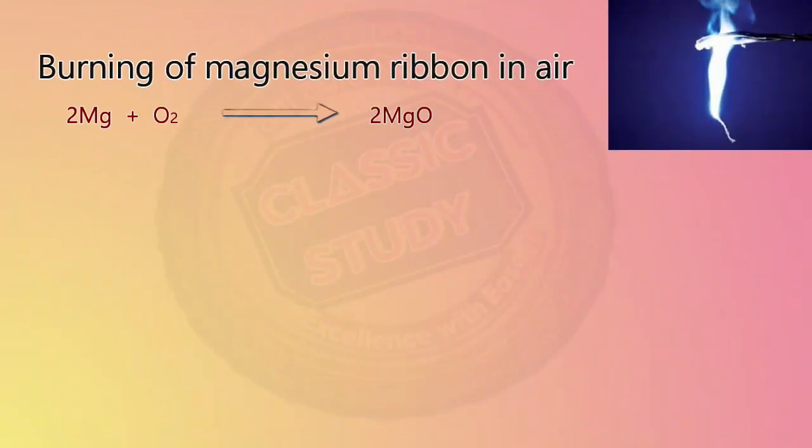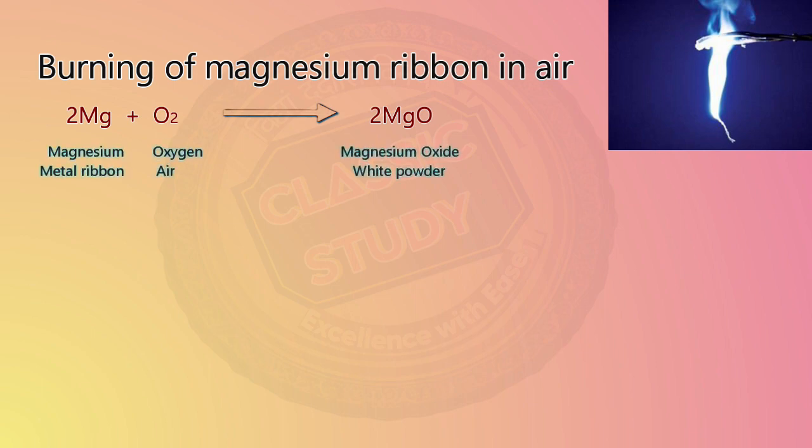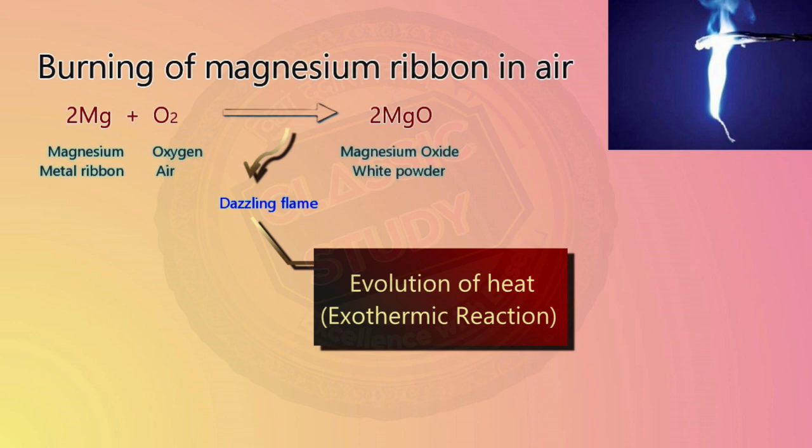So, if we go back to our reaction, burning of magnesium ribbon, 2 Mg plus O2 gives 2 MgO. In this reaction, as we discussed, there was release of dazzling flame. So, there is evolution of heat. Such a reaction where heat is released is called an exothermic reaction. The heat is given out.